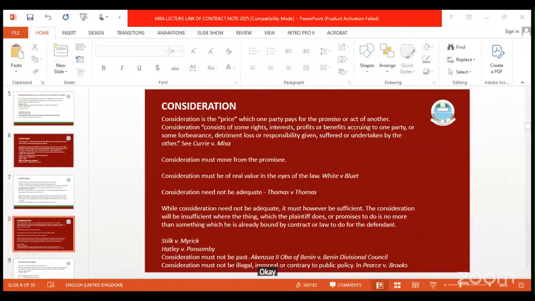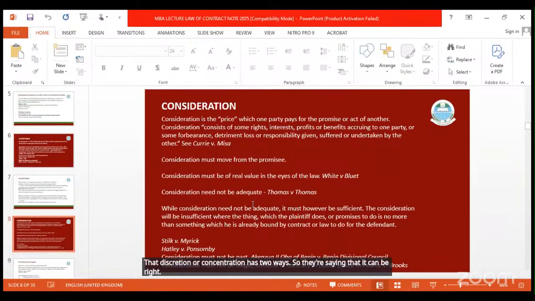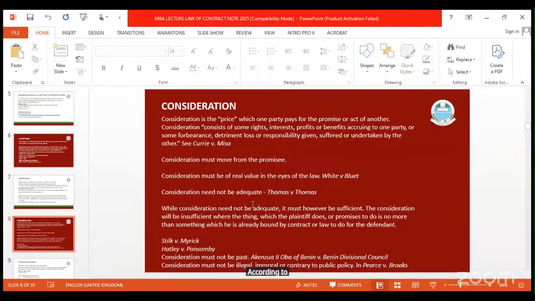But the point I'm trying to make, you should pay attention, is that if you observe, that description of consideration has two sides. They're saying that it can be a right, it can be an interest that you acquire, it can be profit or benefit accruing to one person, or forbearance or detriment or loss or responsibility given, as the case may be.